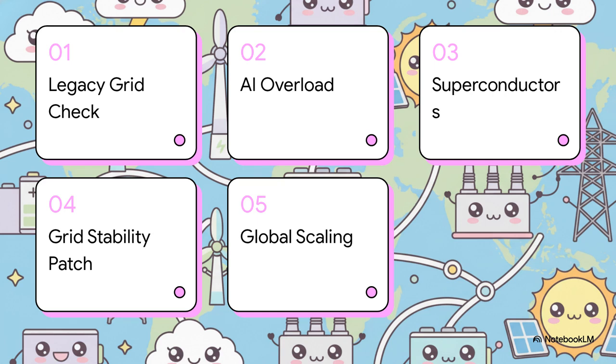Here is our system diagnostic blueprint for today. 1. System check, the legacy grid. 2. Overload, AI and data centers. 3. Capacity patch, superconductors. 4. Stability patch, synchronous compensators. And finally, 5. Global scaling. Let's get right into it.